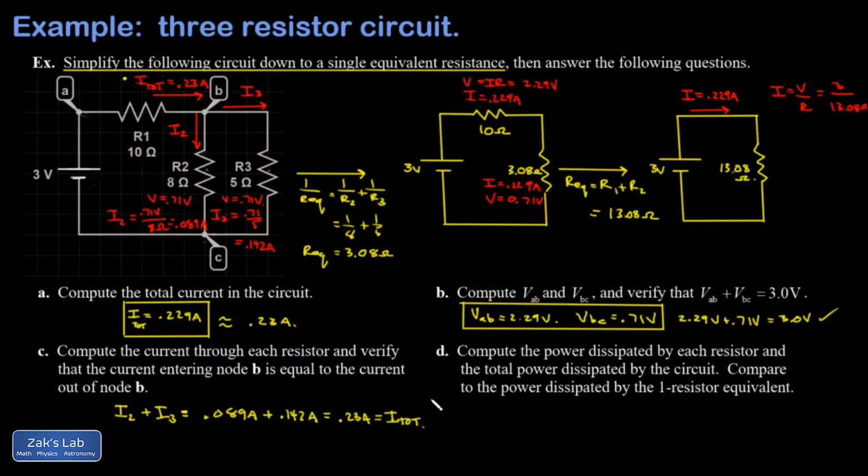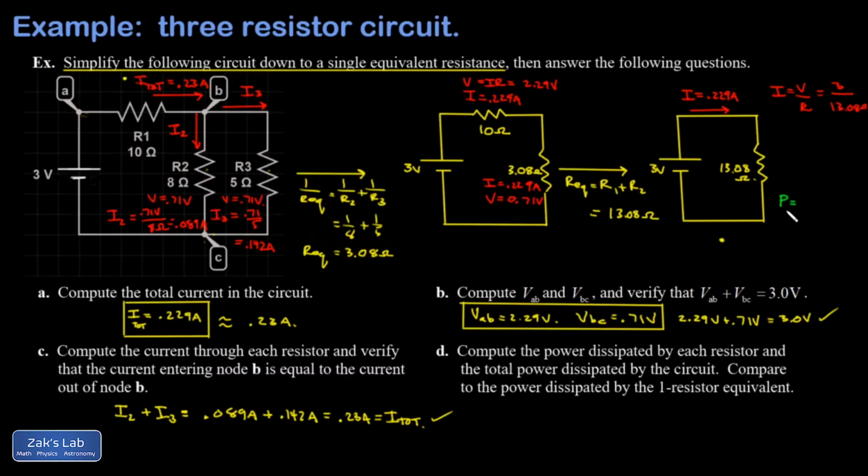So that's good. Finally, in part D, I'm asked to find the power dissipated by each resistor and then the total power dissipated by the circuit. So then I want to compare that to the power I would get by just looking at the equivalent resistor in circuit number 3 up there at the top. So let's just do that power calculation real quick. I guess I'll color code this since we're getting a little bit crowded.